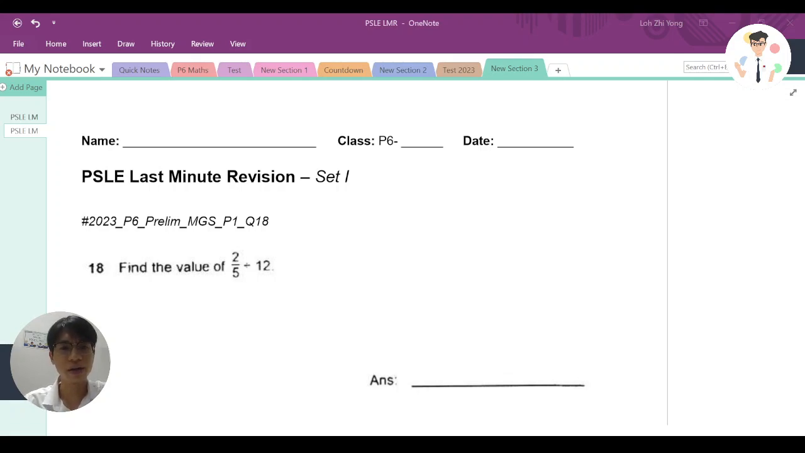Let's look at our first question from MGS paper 1, question number 15. Find the value of 2 over 5 divided by 12. Now again, this is basically a proper fraction divided by a whole number.